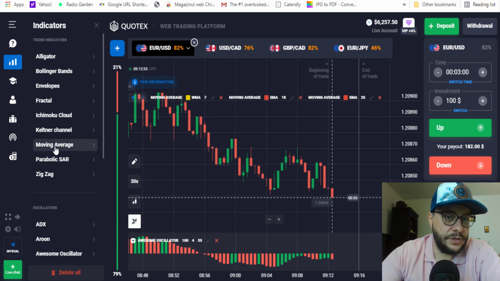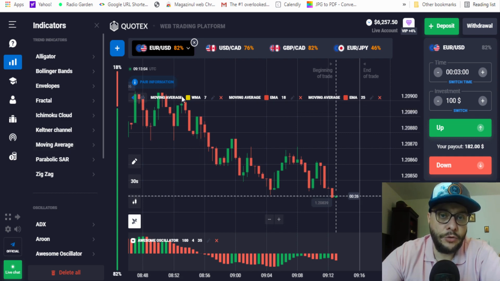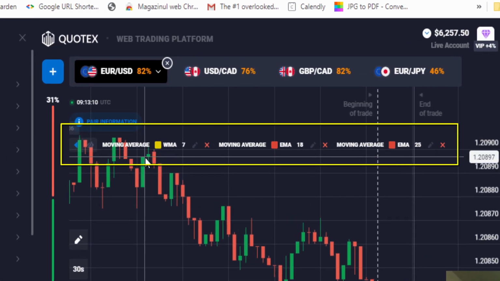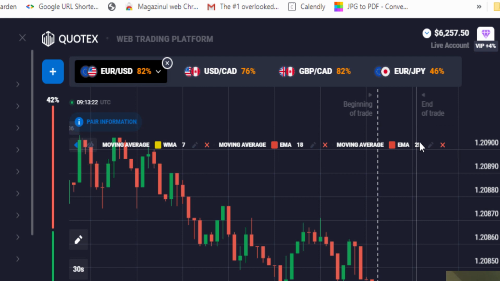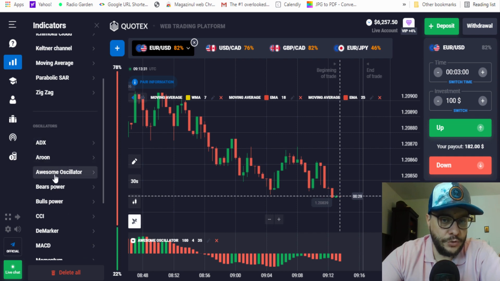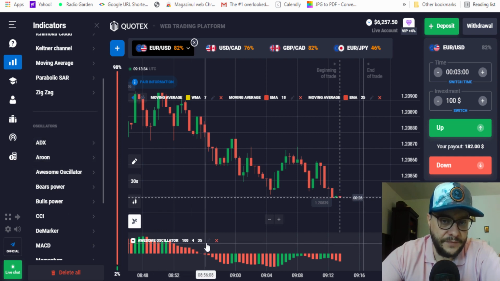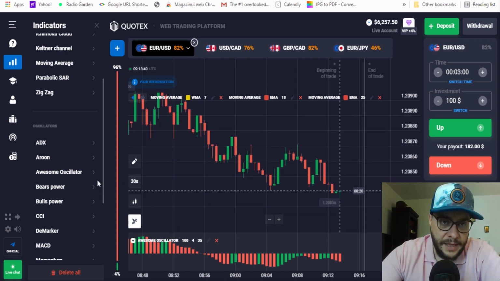You have to go here to indicators, and you should choose moving average, and you should set the first moving average. It will be a WMA with a period of 7, and you can color it yellow. The second moving average should be period 18 in red, and the third moving average should be 25, also red. Another thing that you have to set is the oscillator, the Awesome Oscillator, with 5 and 35. This is all you have to set.